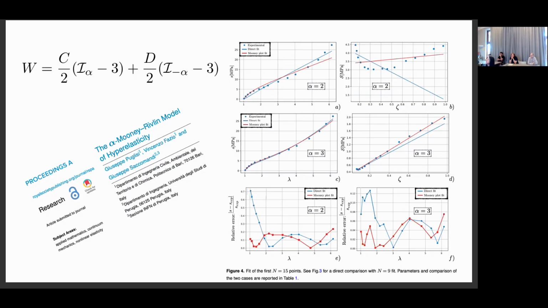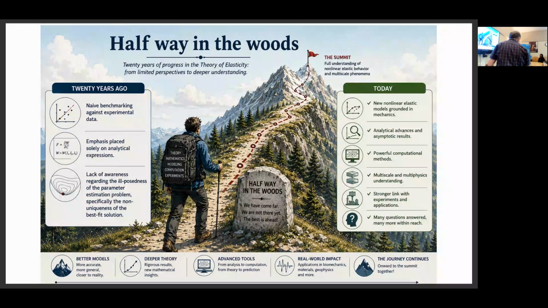Okay, so I think it's time to stop. I stop here saying that clearly today we don't know exactly what the potential is. But we have more experience and a better idea than 20 years ago. Because 20 years ago, there was truly a naive benchmarking against experimental data. And today, we are able to use better statistical ideas to compare the data.